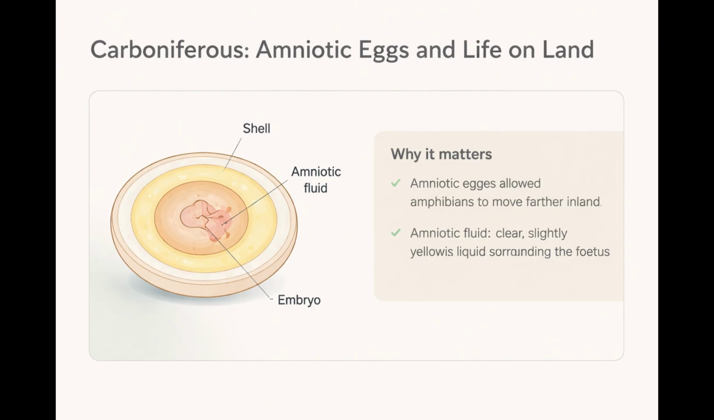Another key Carboniferous development is the evolution of amniotic eggs. The material explains that this allowed amphibians to move farther inland because reproduction became less tied to water. The amniotic egg includes amniotic fluid, a clear, slightly yellowish liquid surrounding the fetus, which helps protect and support development. This is one of the major adaptations that eventually supports the success of reptiles and later groups on dry land.